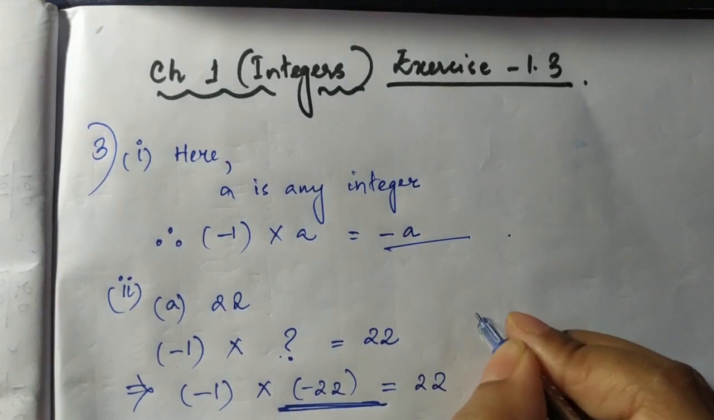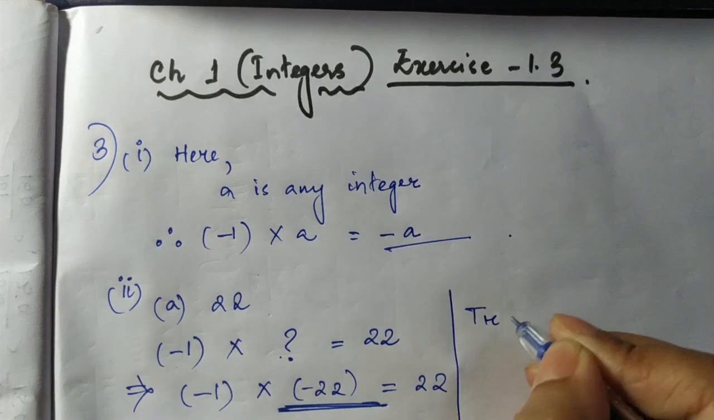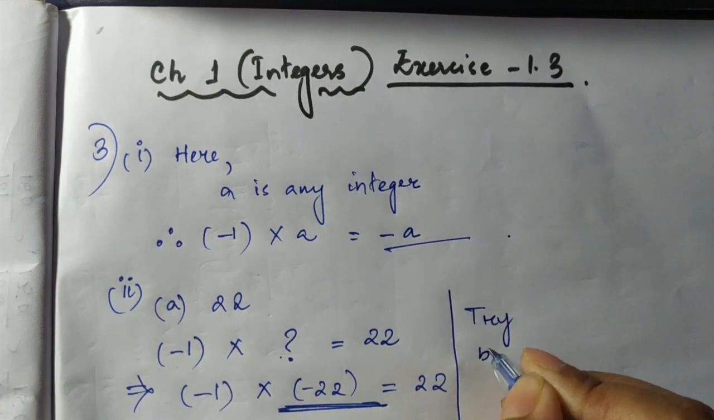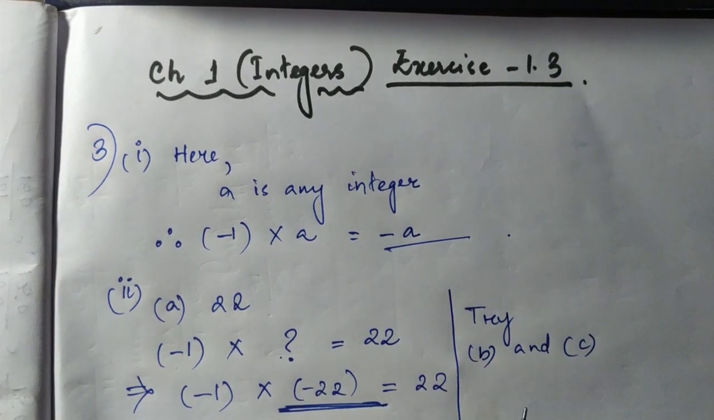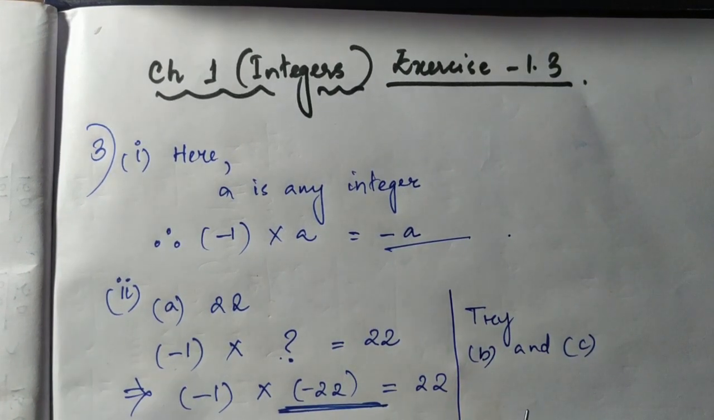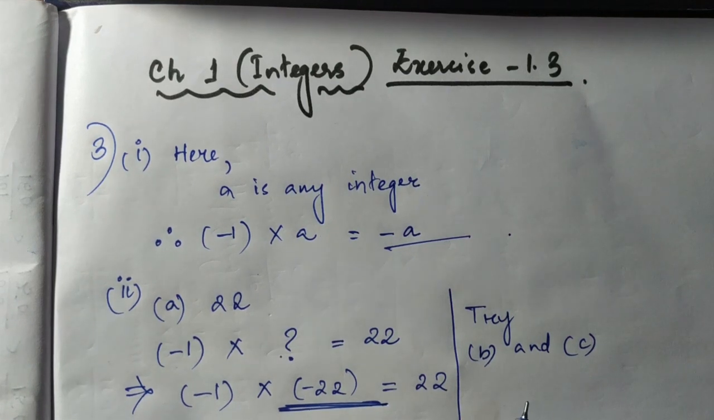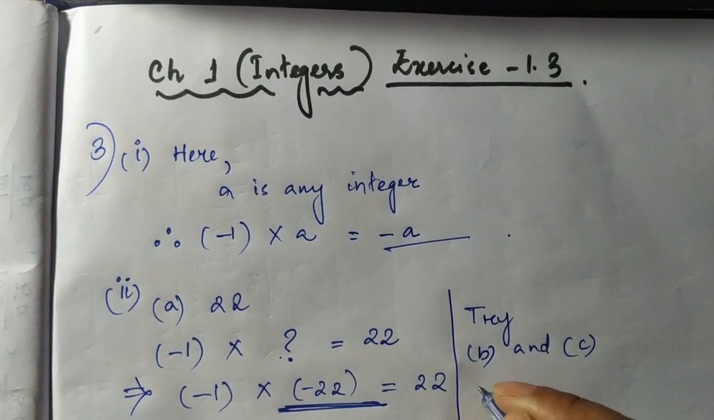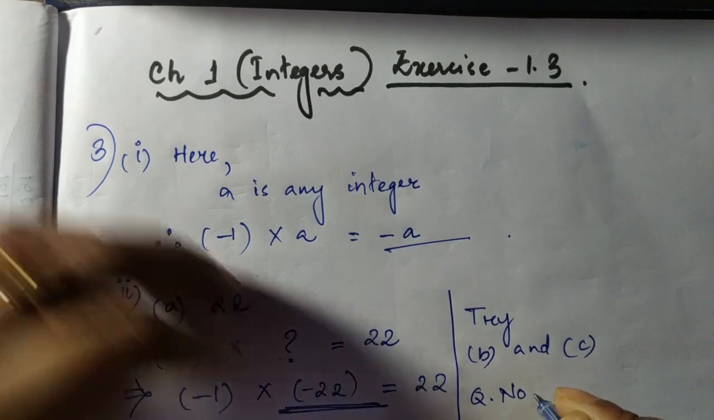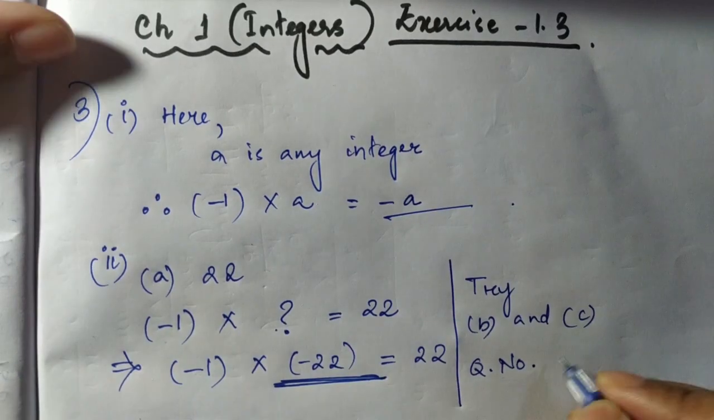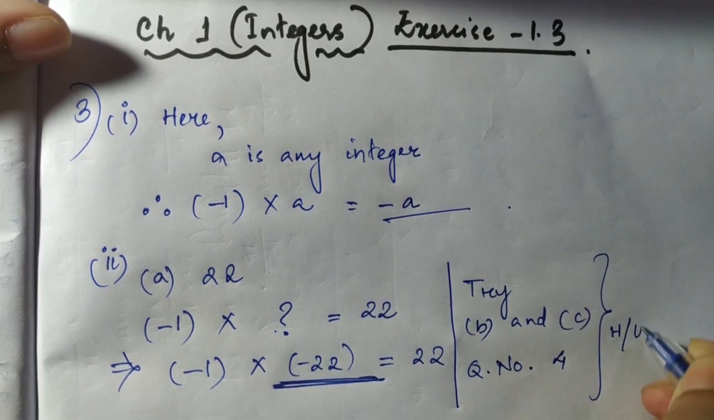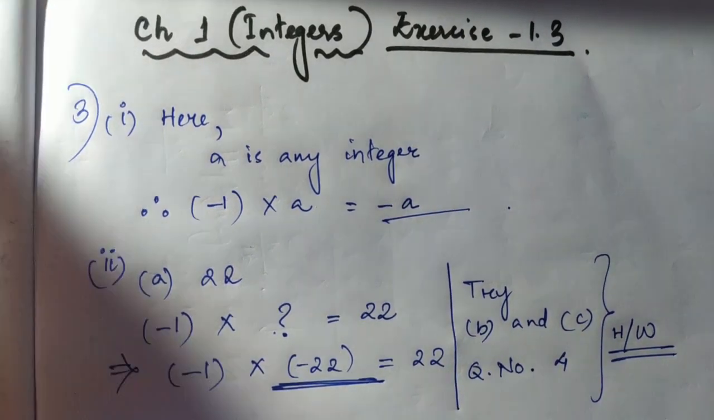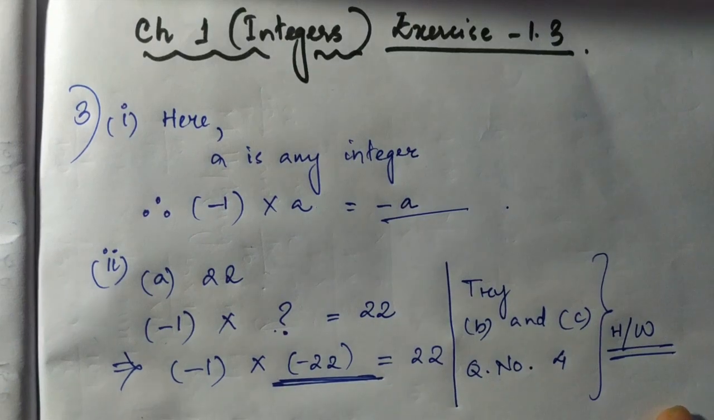So students, now please try the B and C parts from this question number 3.2. And in a similar way, you have to write a few rational numbers starting from a given number. You have to try question number 4. This will be your homework. These are very simple ones. I want you to try this now.